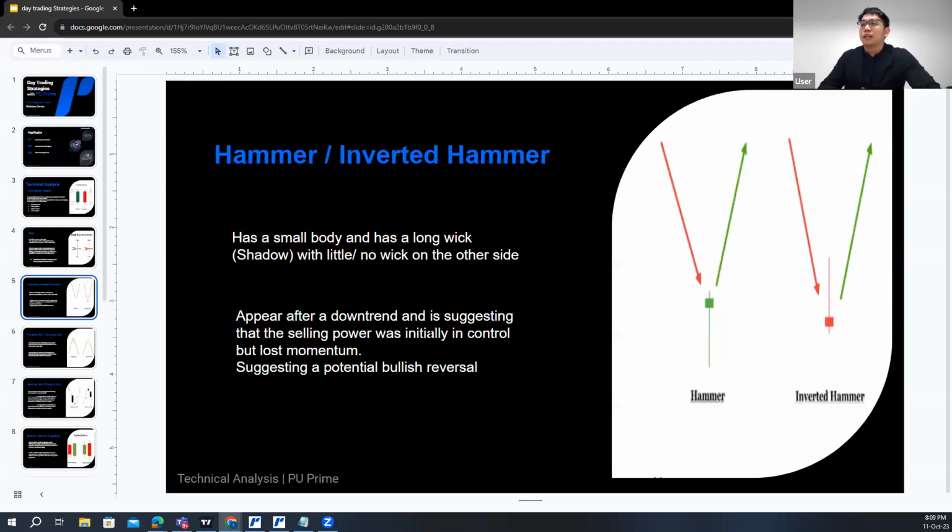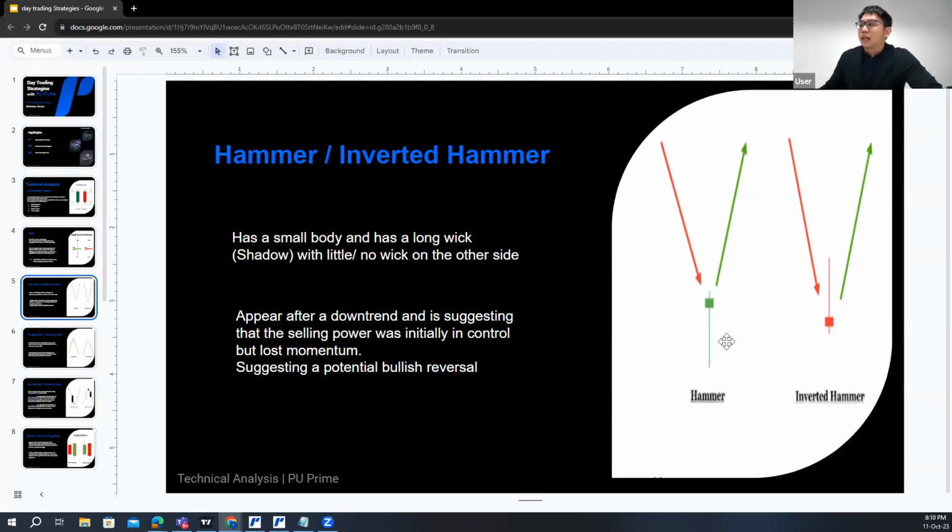And moving on is the hammer or inverted hammer. This is the pattern. If you look at the picture on the right, you can see that it looks like a hammer. You have a very long wick on one side and a very, very short wick on the other side, and the body has to be very small. Okay, it looks exactly like a hammer.